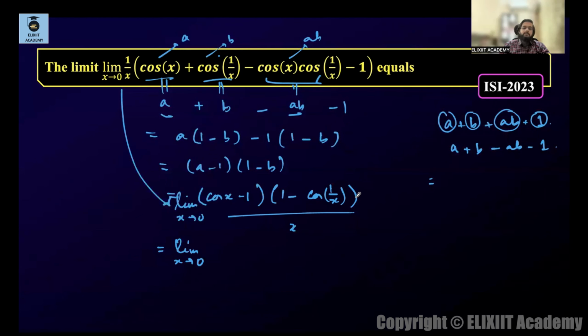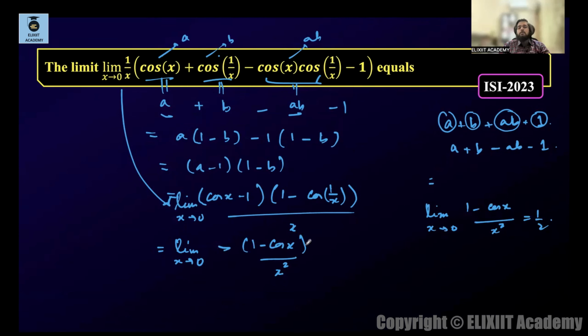So what should I do over here? I know the standard limit: limit x tending to 0 of 1 minus cos x divided by x square is basically half. But here we have cos x minus 1, so we can take out one minus sign common and make this 1 minus cos x. But here we don't have x square, we have x. So I divide by x square forcefully. We have taken one extra x, which we are dividing by, so we also have to multiply by x to balance this: x times 1 minus cos 1 by x.